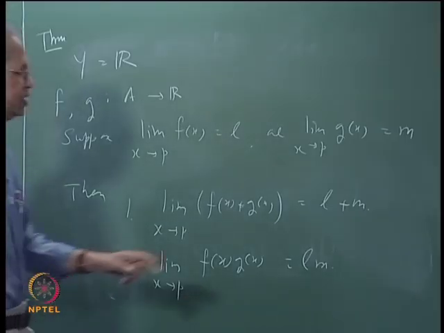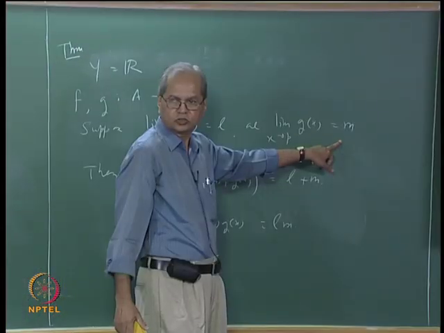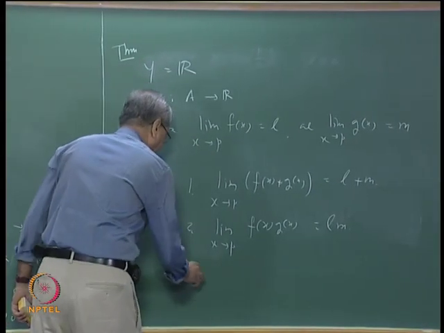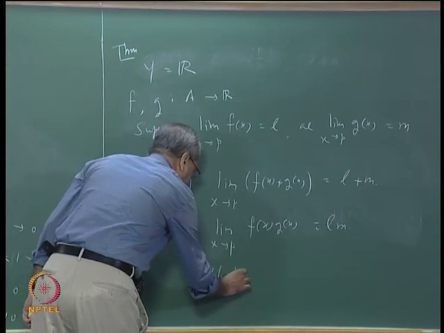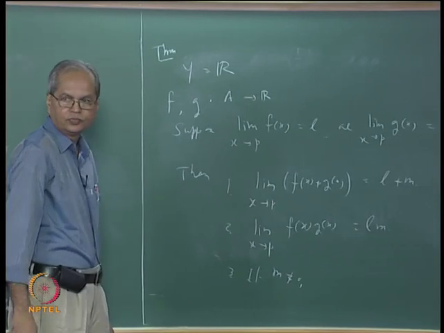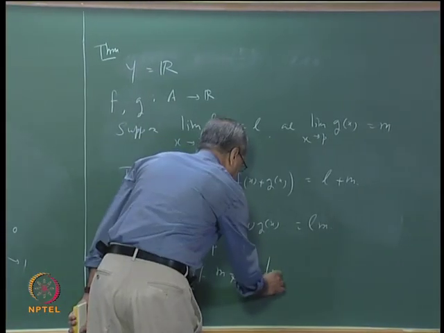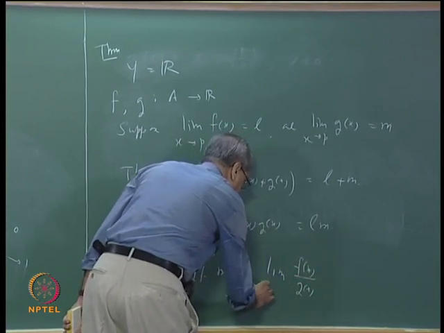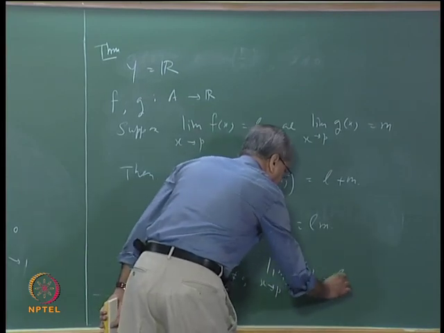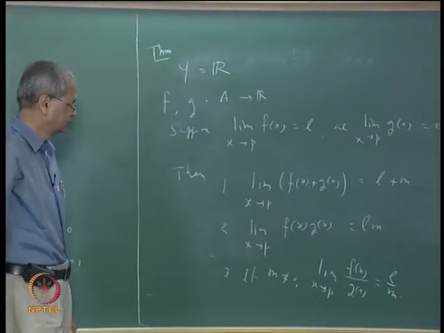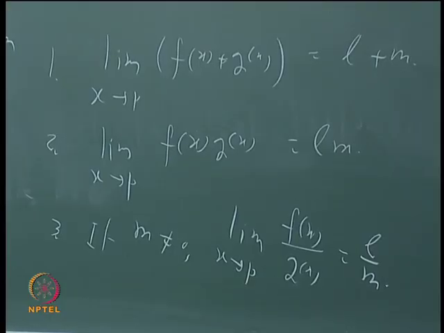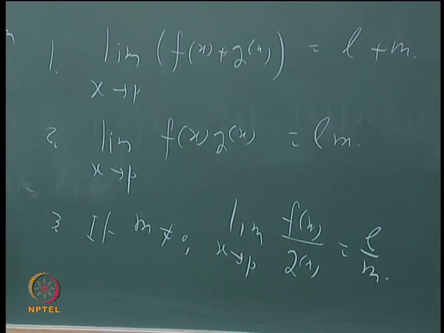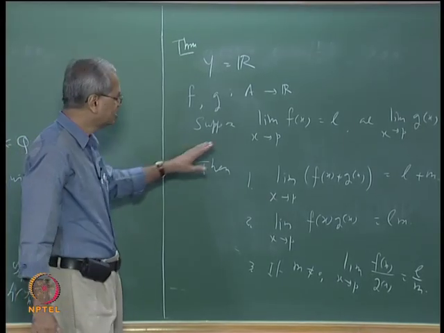And finally, if this m is not 0, then we can talk of the limit of f(x) by g(x) as x tends to p, and that should be L divided by m. Again, I will say that we shall not spend any time proving this. Just use the corresponding theorems about the sequences. Let us just see what is the meaning of this.